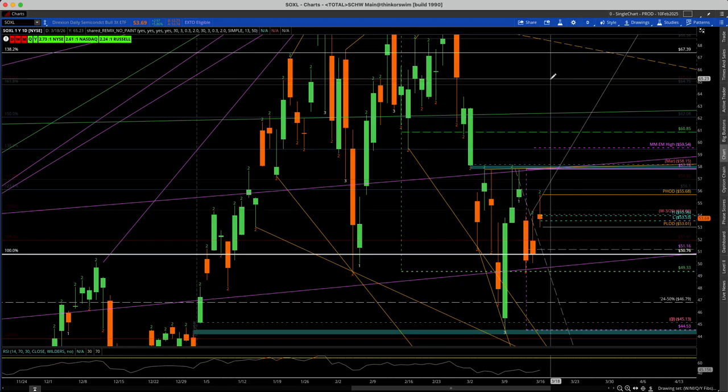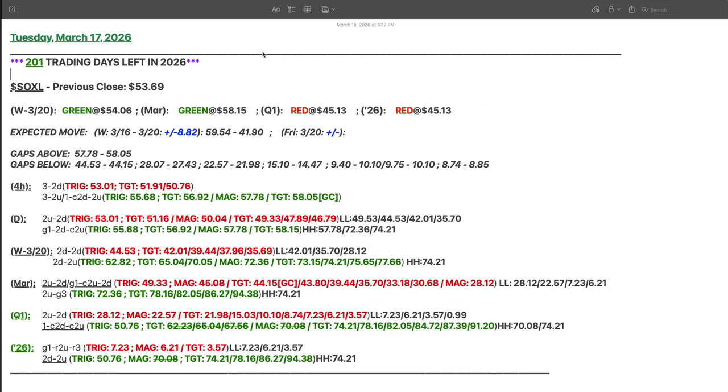We've already been over the week, month, and quarter charts, so let's go to the notes here, right? For Tuesday, March 17th, there will be 201 trading days left in 2026. And we know the close price on Monday, March 16th was 53.69. We know that the week is red, right? We opened at 54.06, closed at 53.69. So in order to flip the week green, we've got to get above 54.06.